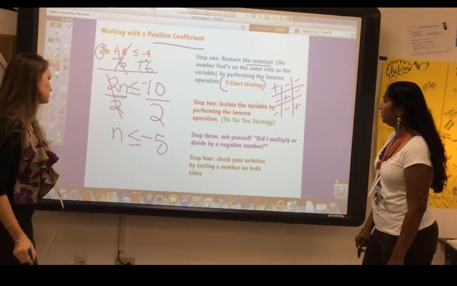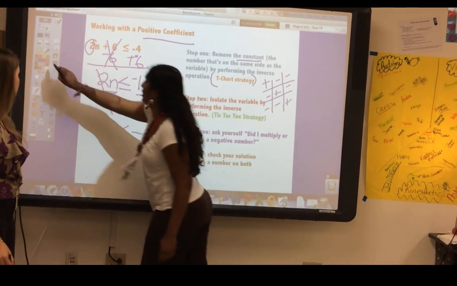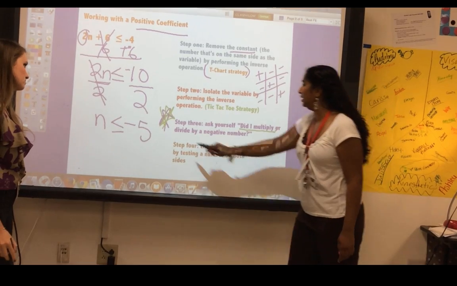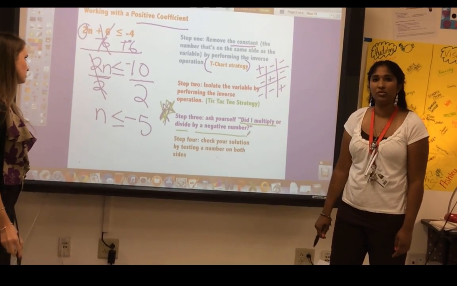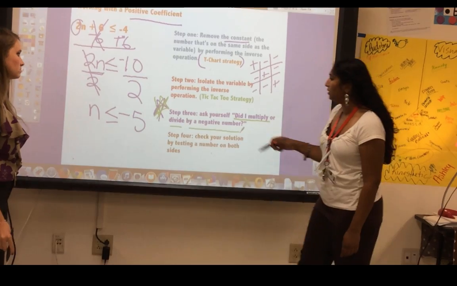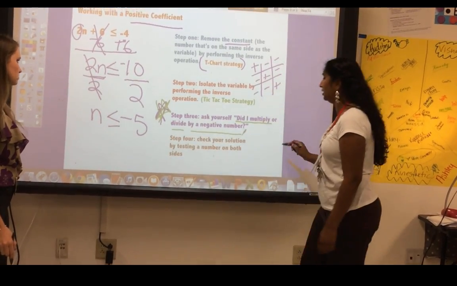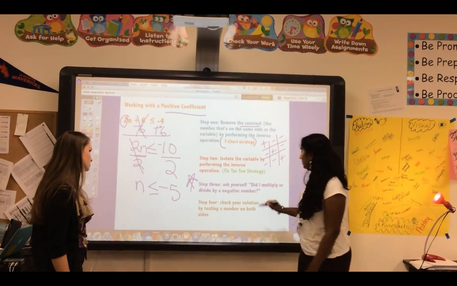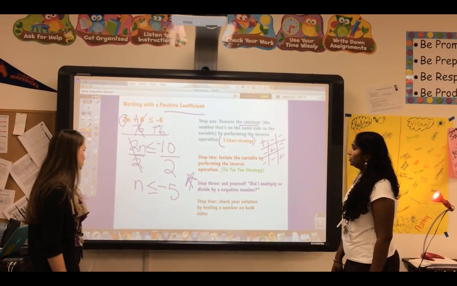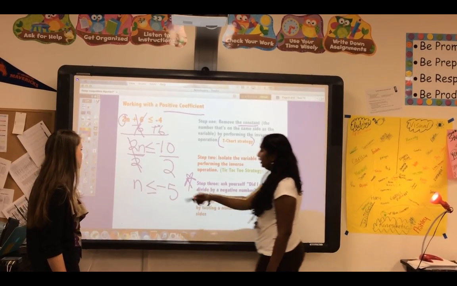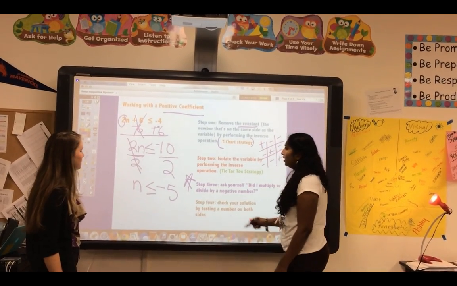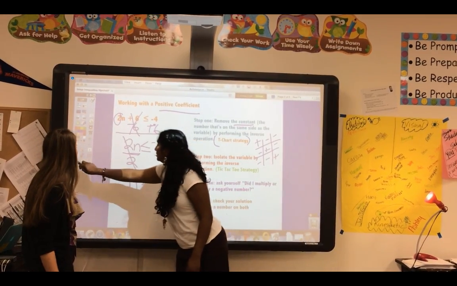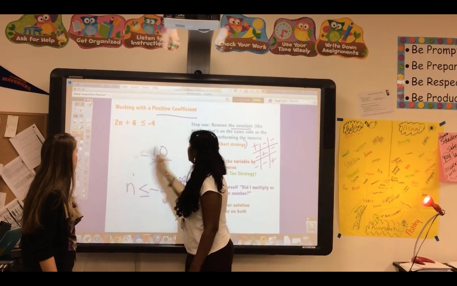Okay, now step 3. This is a new step. I'm going to put it in green. We need to ask ourselves, did I multiply or divide by a negative number? You'll see that come into play in our next slide. In this case, we divided by a positive number, so we can go ahead and skip to step 4. Step 4 is we have to check our solution by testing a number on both sides. So we know that n should be less than or equal to -5. I'm going to erase all of this right here so we can test our solution.